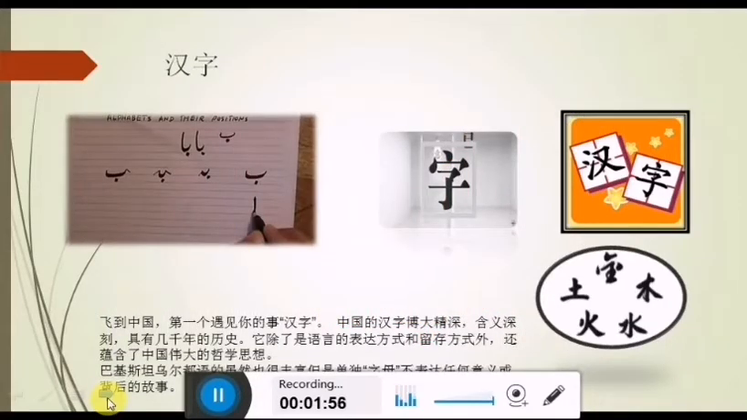So the first difference is between Chinese handwriting and Urdu handwriting. The Urdu alphabet has 39 basic letters and 13 extra characters, 52 altogether. It is written from right to left and is closely related to the Arabic and Persian alphabets, but also contains some sounds from Sanskrit.